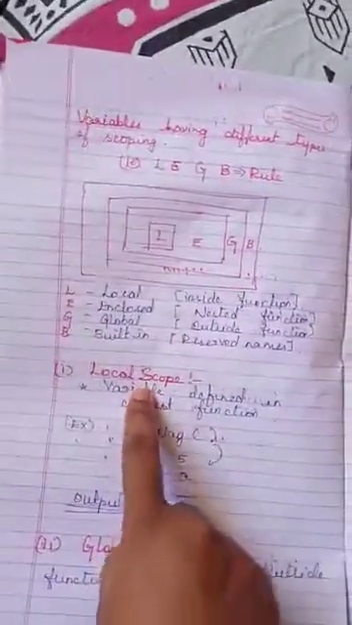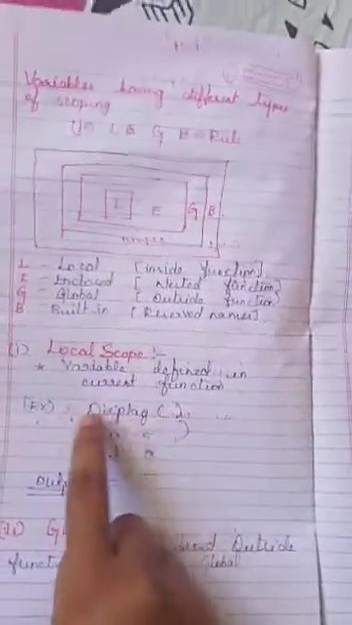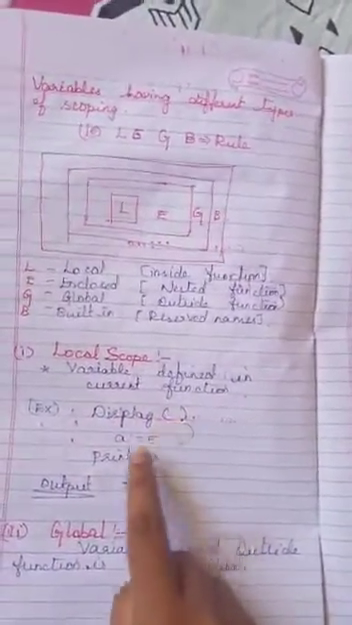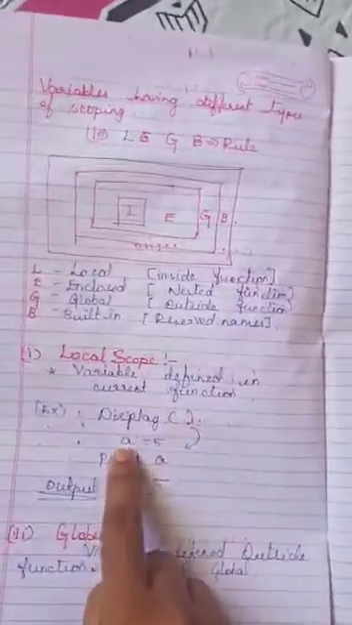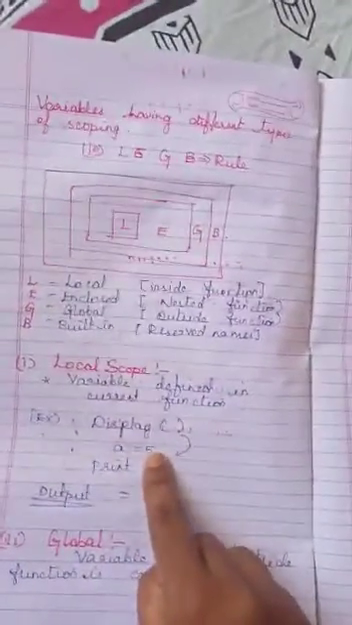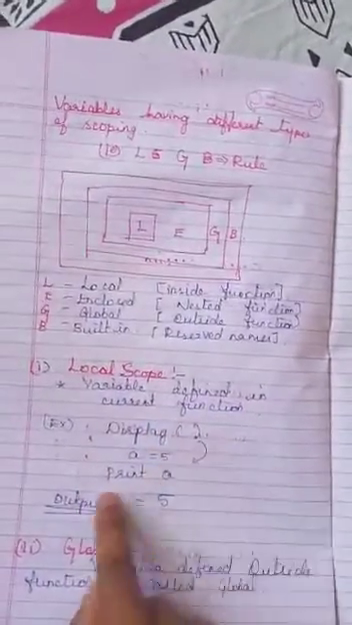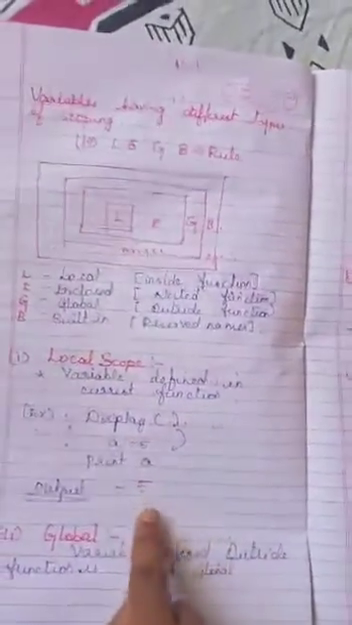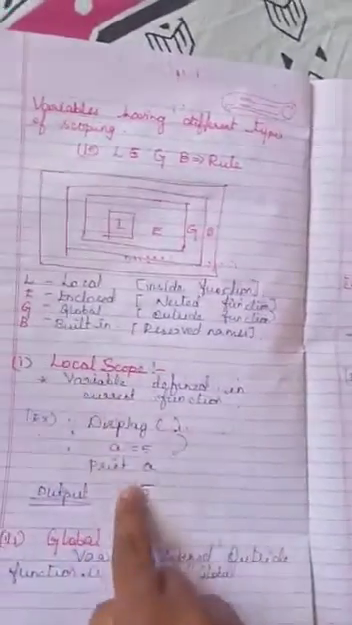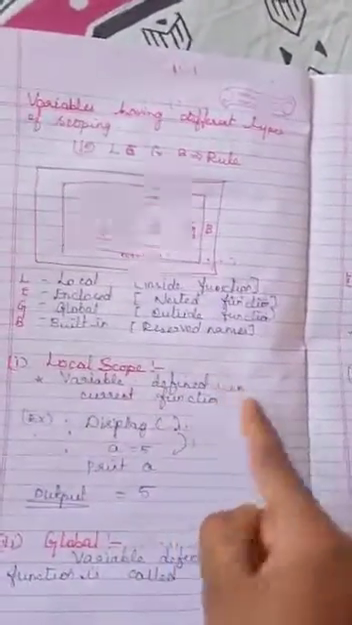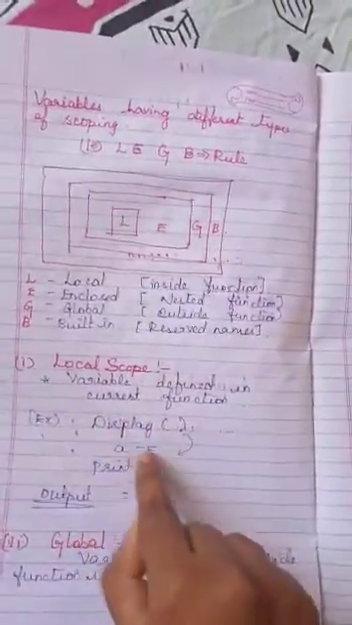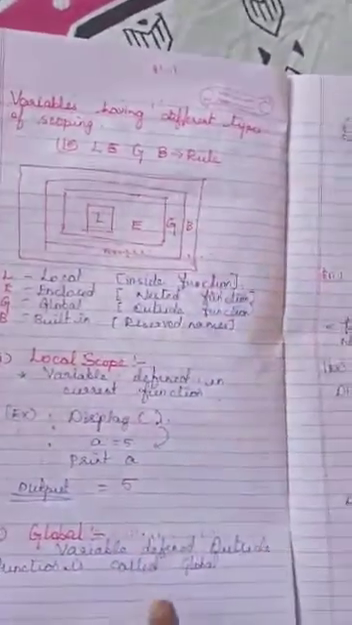Local scope, how to declare, we can see with an example. This is a function, display. We are declaring a variable a is equal to 5 inside the function. Now print a. So a's value is 5. This is a local scope, that is, variables defined in the current function. That means it can only be accessed within the display function, not used by other functions.